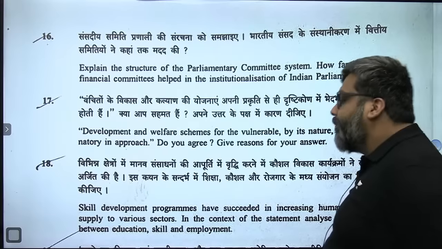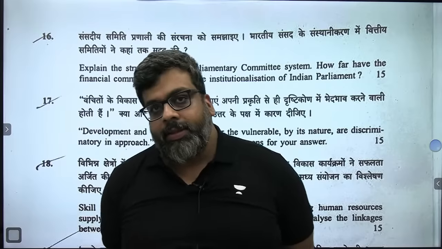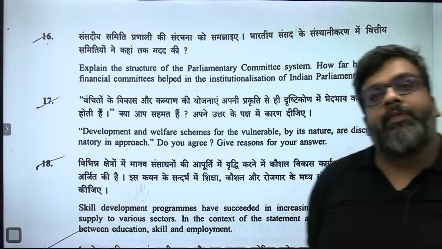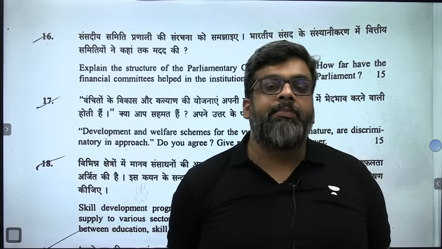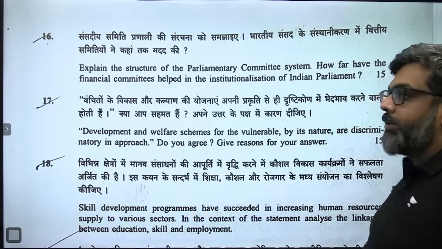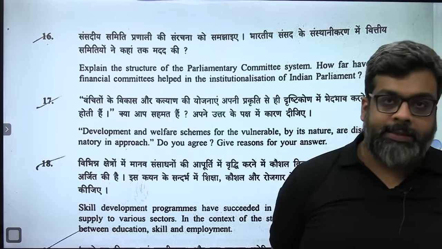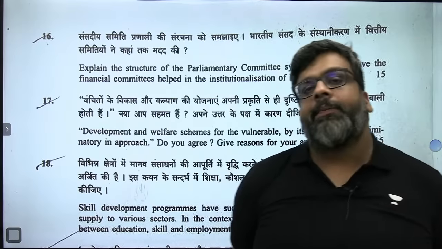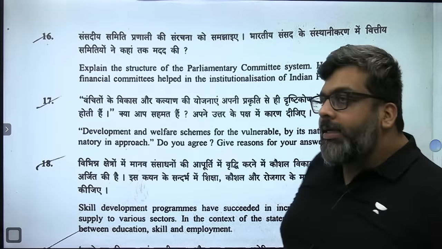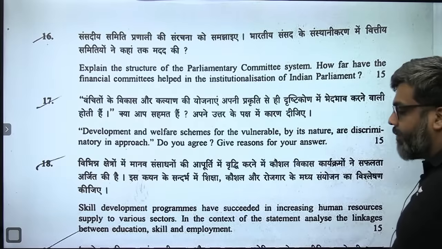There cannot have been a simpler question than this. It basically tells you that yes, through our Kaushal Vikas Yojanas and our Skill India mission and all of those things, we've been able to provide a workforce that is ready to work in a skilled setup across various sectors. There are no two doubts about it. The question is, in the context of this, analyze the linkages between education, skill, and employment.